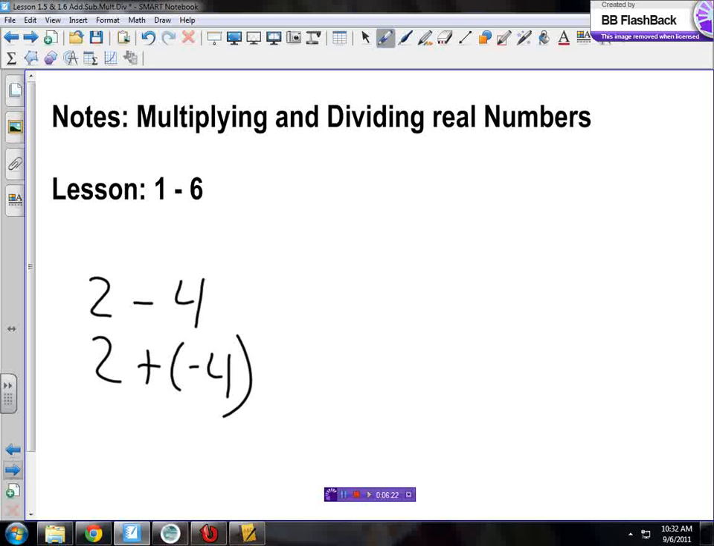What was the last thing we covered? Oh, opposites. Same number, different signs. And opposites and additive inverses are the same thing, right? If you add two opposites, it'll equal 0. Okay, good. Now, we're going to be talking about multiplying and dividing real numbers.